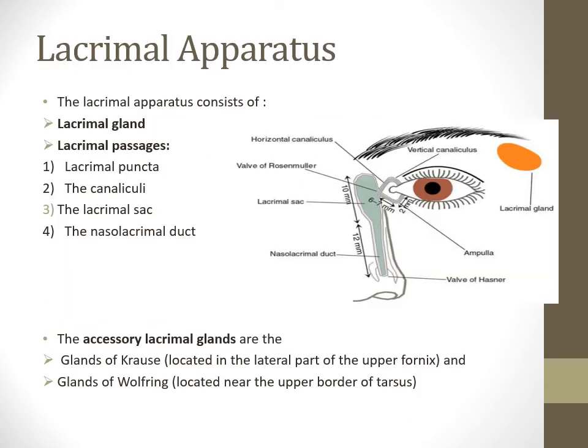Now coming to the lacrimal apparatus. The lacrimal apparatus consists of the lacrimal gland and lacrimal passages. The lacrimal gland is present in the upper eyelid, in the palpebral conjunctival part, in the tarsal plate. From that the tears are secreted. The lacrimal secretions are present there.